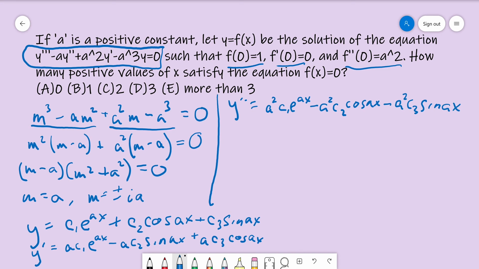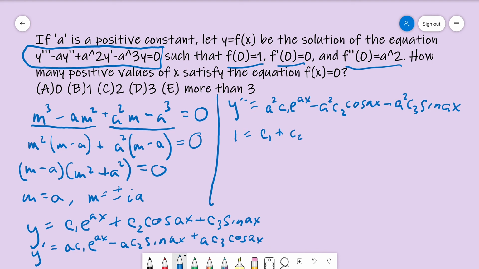Alright, that's the second derivative. And then we can use the initial conditions to figure out what C1, C2, and C3 are. So let's see, f of 0 equals 1. Well, what's f of 0? So then we get 1 is equal to C1 e to the 0. E to the 0 is 1, so that's just going to be C1, plus C2 cosine of 0. Well, cosine of 0 is also 1, so that's going to be plus C2, plus C3 sine of 0. Sine of 0 is just 0, so that falls out. So we get C1 plus C2 equals 1.